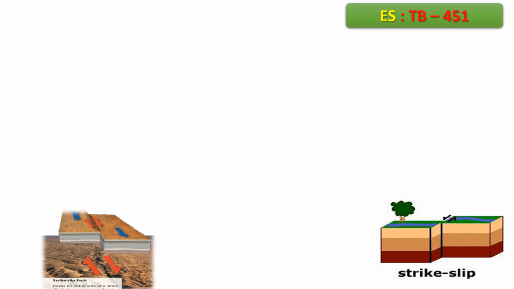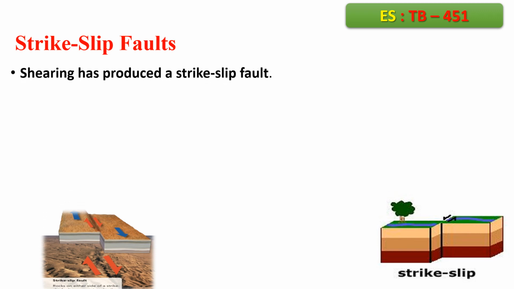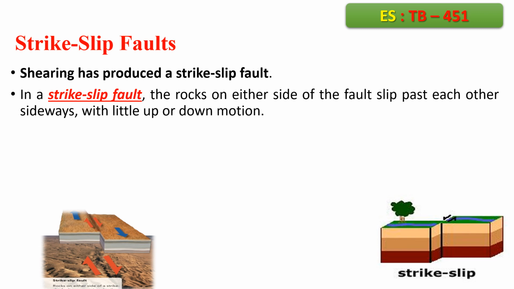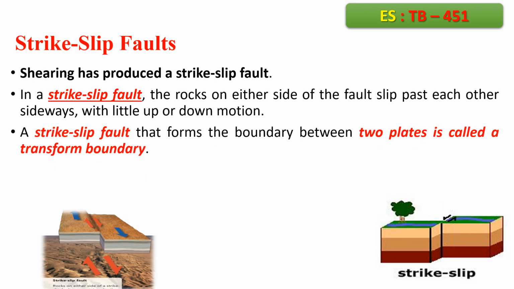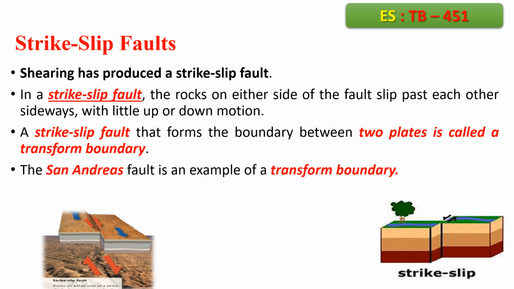Now we can check the third type of fault, strike-slip faults. Look at the diagram and check the movement of the rock pieces. Shearing has produced a strike-slip fault. In a strike-slip fault, the rock on either side of the fault slips past each other sideways with a little up or down motion. A strike-slip fault that forms the boundary between two plates is called a transform boundary. The San Andreas Fault is an example of a transform boundary.